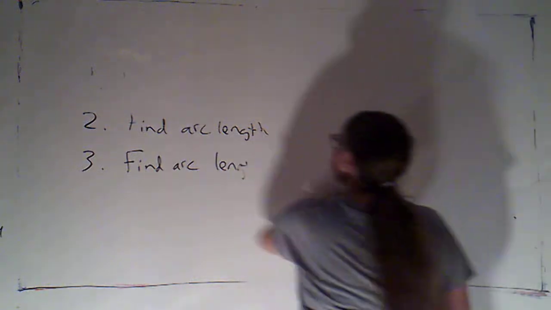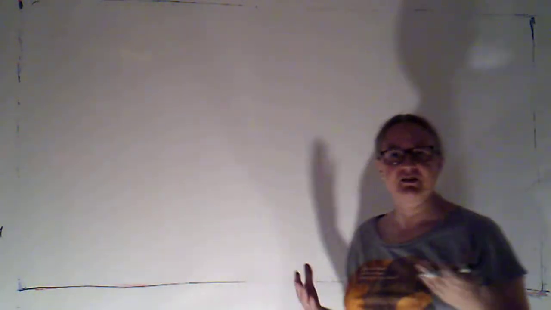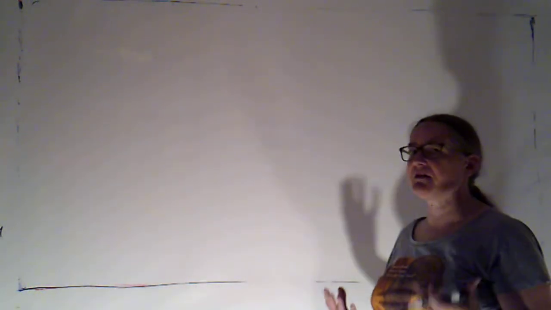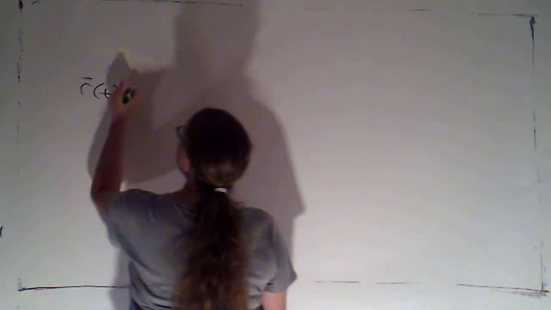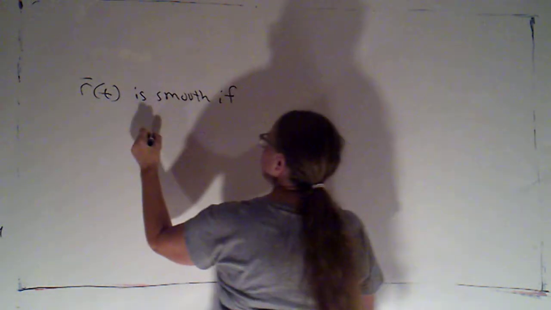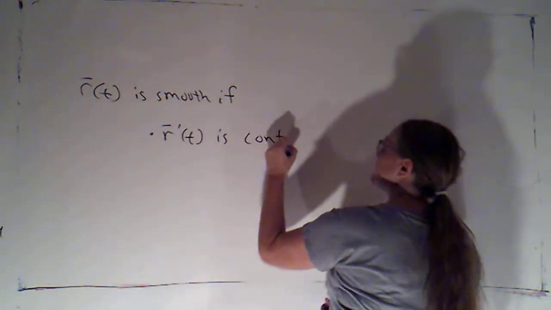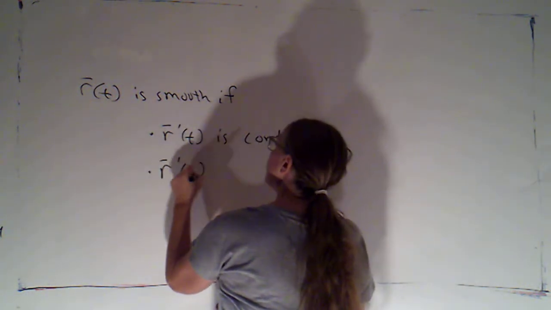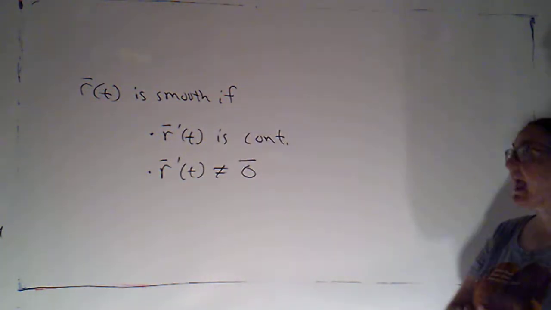All right, so I gave you the definition of a smooth vector function, and I sort of threw that in the middle of one of our calculations because a consequence of things being smooth is that that arc length function will be one-to-one. So remember, the definition was that r of t is smooth if two things have to be true. R prime of t is continuous and r prime of t is not the zero vector, ever.